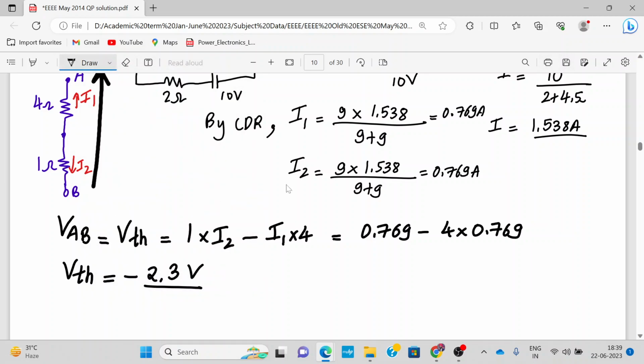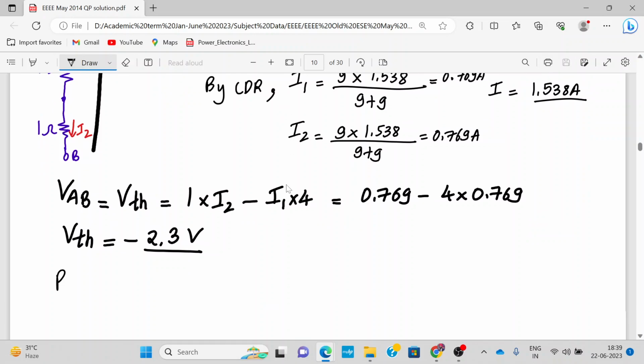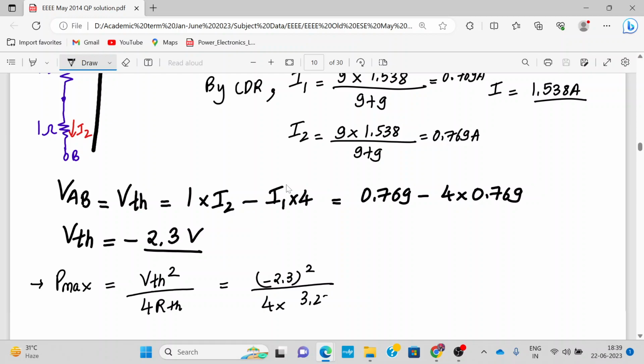Okay, and then finally your maximum power will be VTH square upon 4 RTH. So minus 2.3 square, that will become plus. 4 into RTH, which is 3.27. So maximum power will come out to be 0.41 watt. Please cross check your answers.